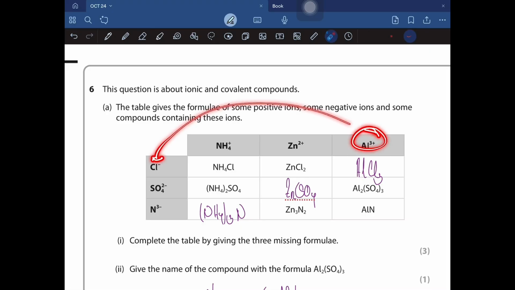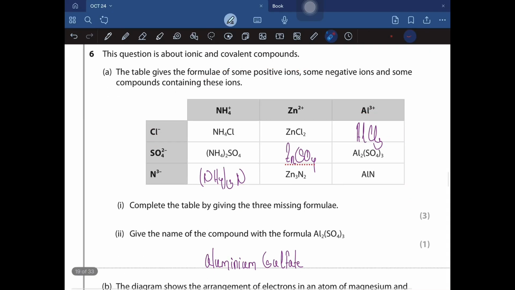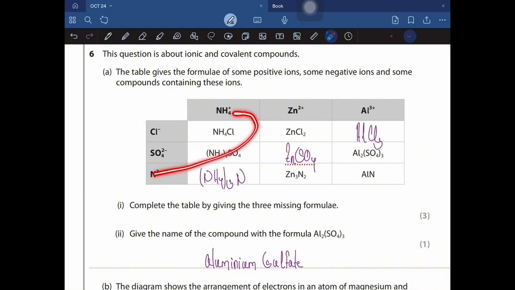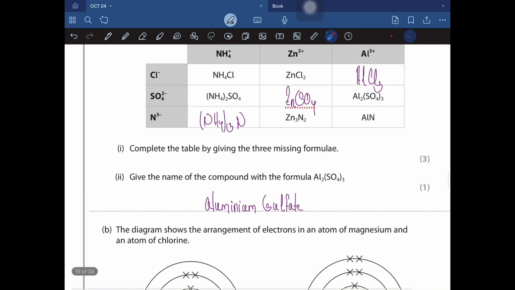Al reacting with Cl minus is going to form AlCl3. Zn with SO4 2 minus is going to form ZnSO4, because the plus 2 and minus 2 cancel each other out. And NH4 reacting with SO4 is going to form (NH4)2SO4, because this is again cross multiplied. Give the name of the compound (NH4)2SO4, right? This is going to be ammonium sulfate.